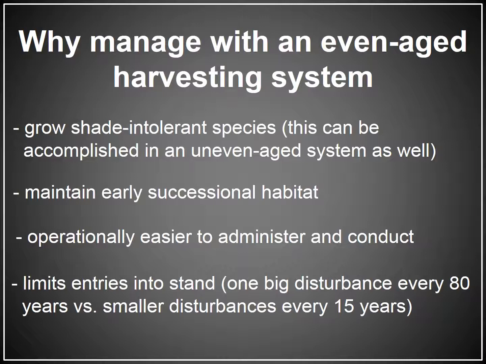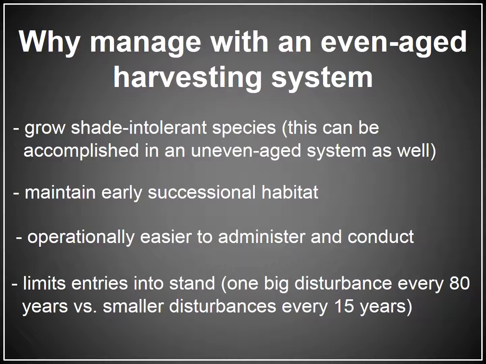Broadly speaking, even-age systems are employed to grow shade-intolerant species. Again, you can accomplish this with uneven-age silviculture if your groups are big enough. But even-age systems are geared towards these shade-intolerant species, and they're also developed to establish or maintain large blocks of functional early successional habitat or young forest habitat for species that require it. The golden-winged warbler is a species of concern right now in the southern Appalachians that requires these kinds of larger blocks of early successional habitat.